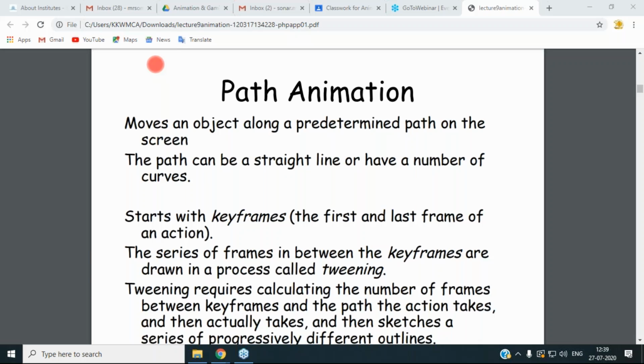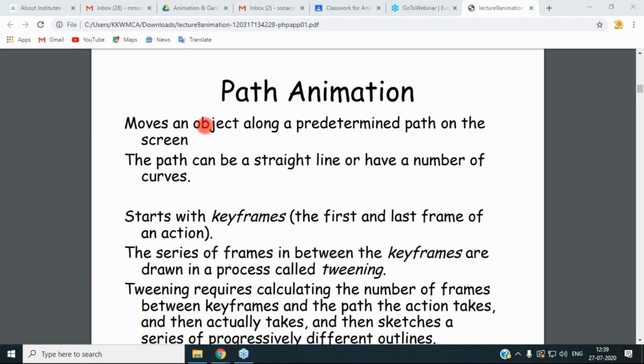It starts with keyframes. Generally, path animation starts with keyframes, the first and the last frame of an action. So there will be one frame called the first frame, and there will be a last frame along that particular path. The series of frames in between the keyframes are drawn in a process called tweening. We'll see examples of it, and then you will understand. But right now we are just learning the theory part.